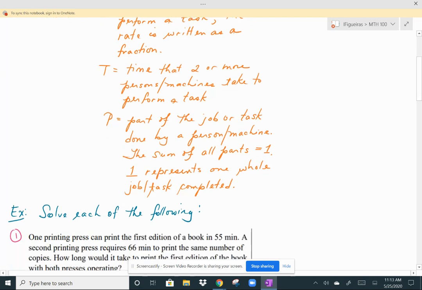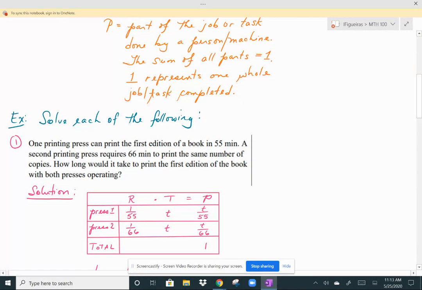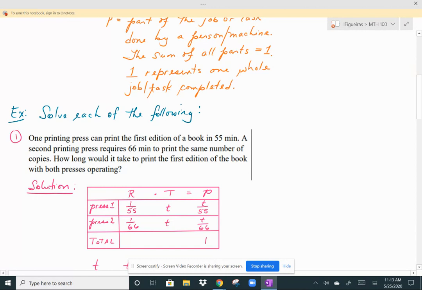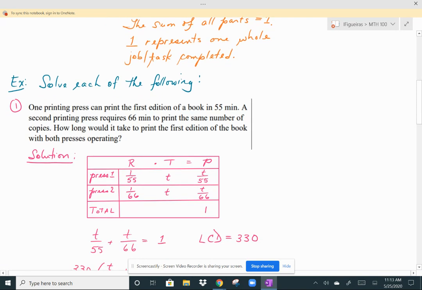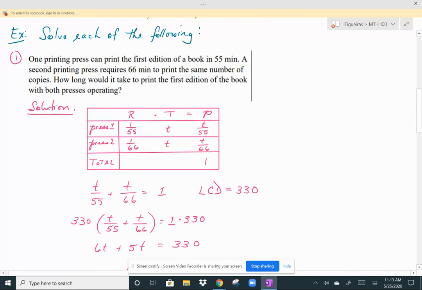So here are a few examples. Solve each of the following. One printing press can print the first edition of a book in 55 minutes. A second printing press requires 66 minutes to print the same number of copies. How long would it take to print the first edition of the book with both presses operating?